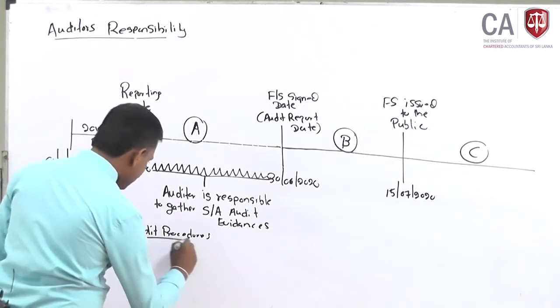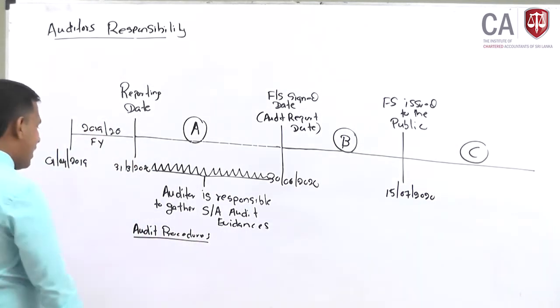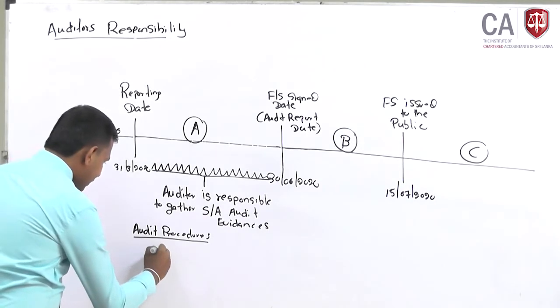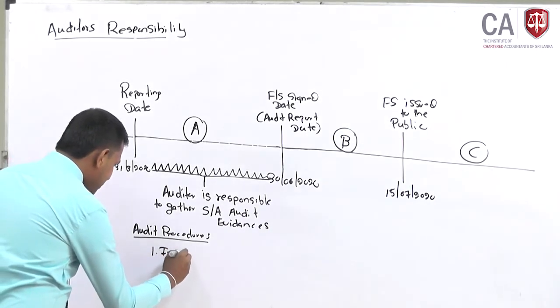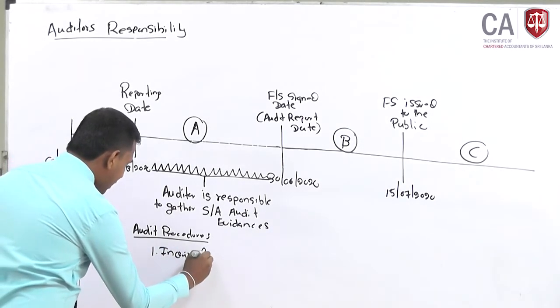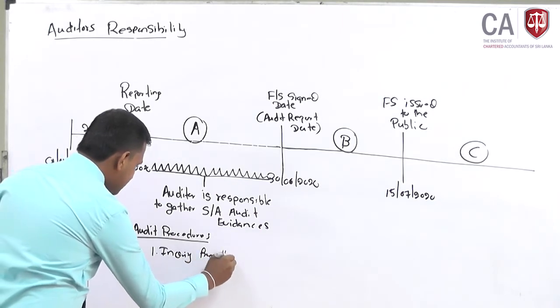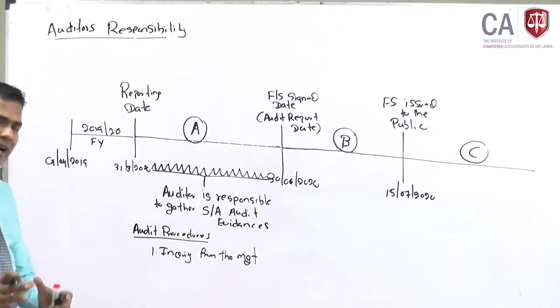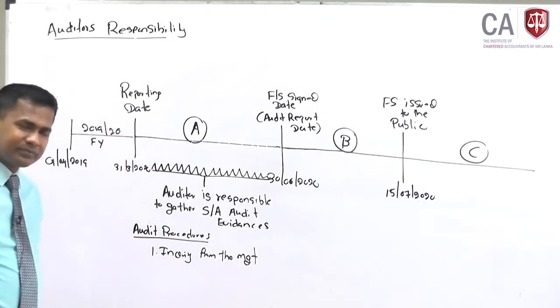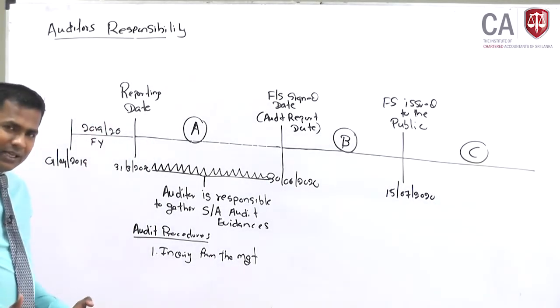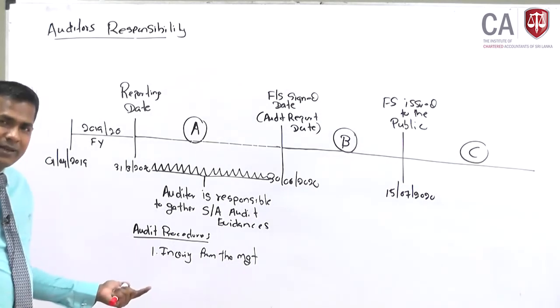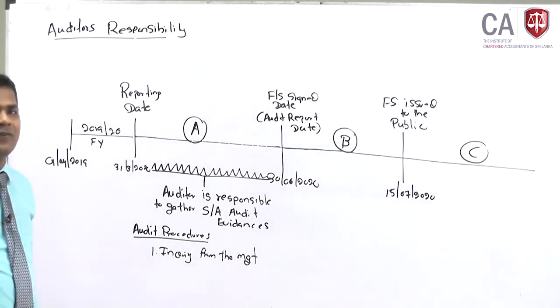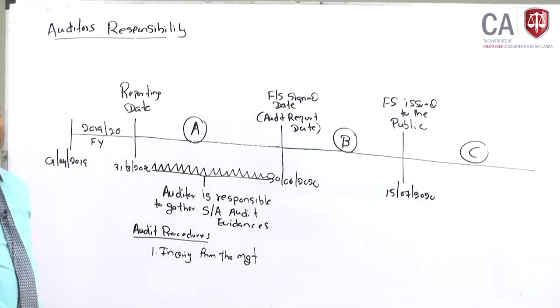Audit procedures, right. Number 1, inquiry from the management and those charged with governance. You go and ask the management whether they have identified the subsequent events and whether those have been correctly reflected in the finance statement. Inquiry from the management and those charged with governance.